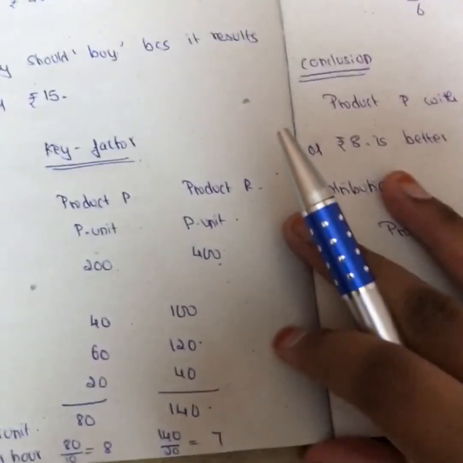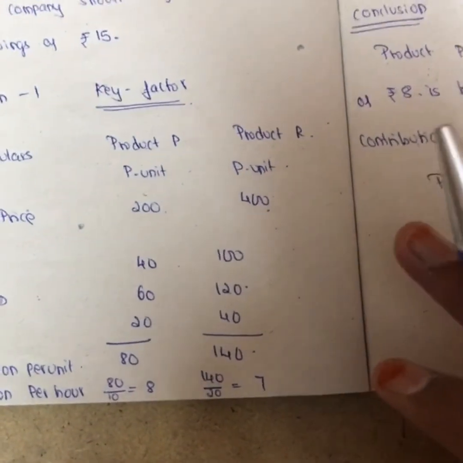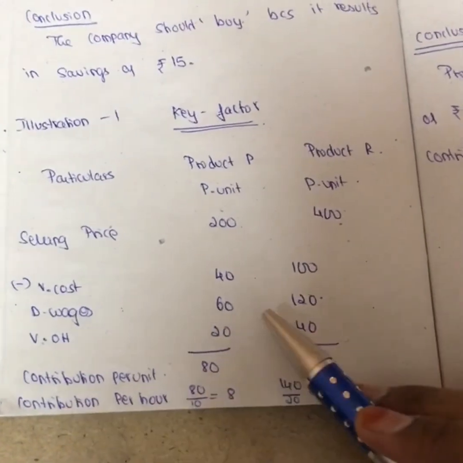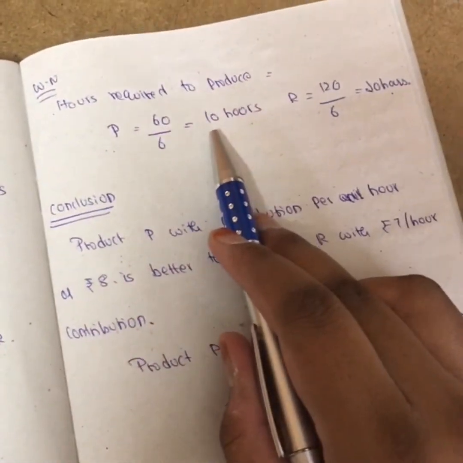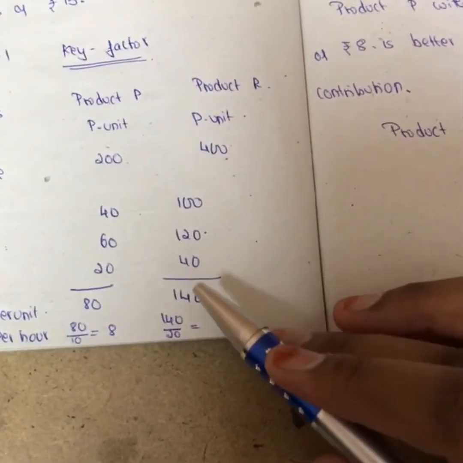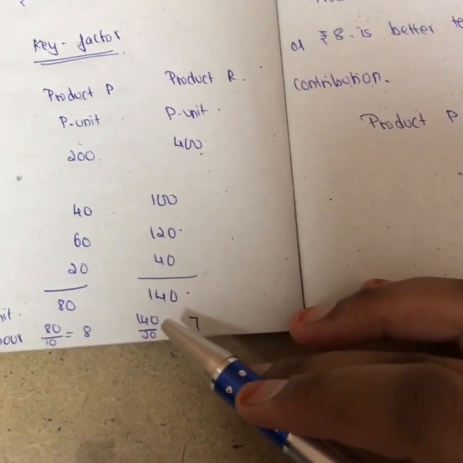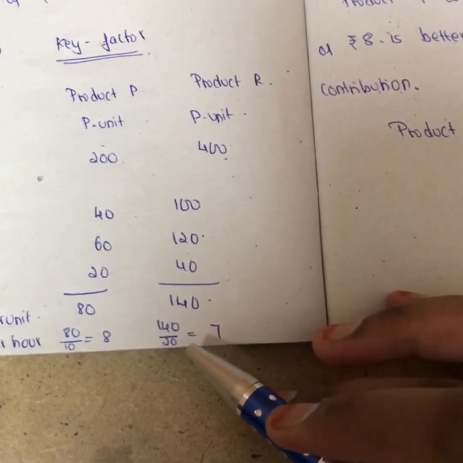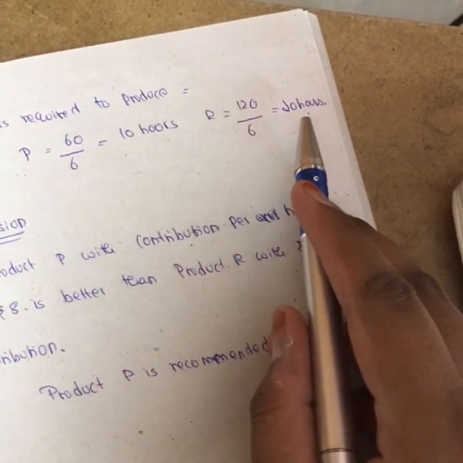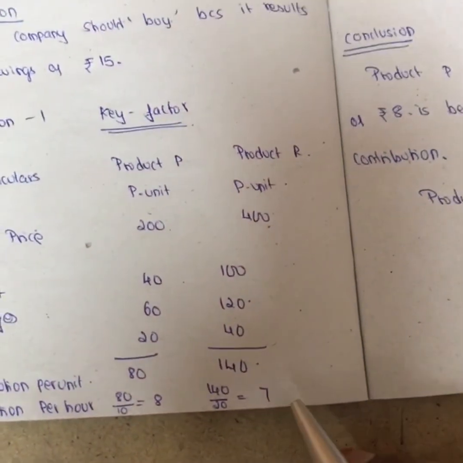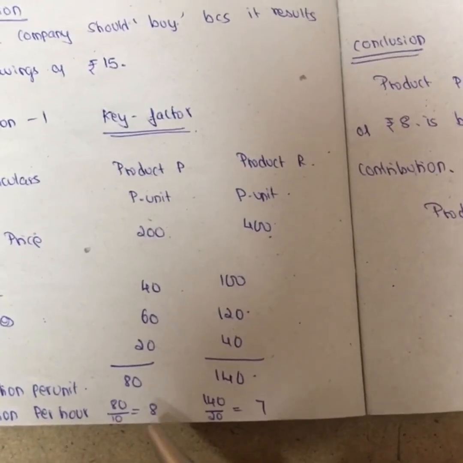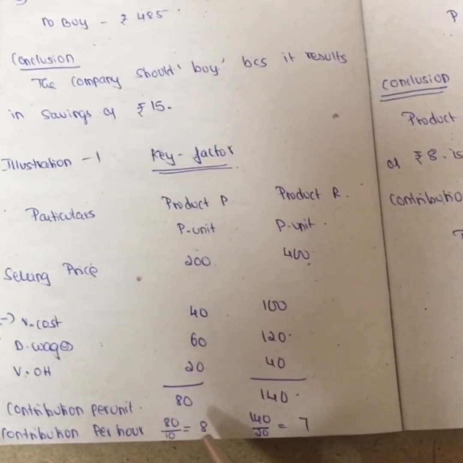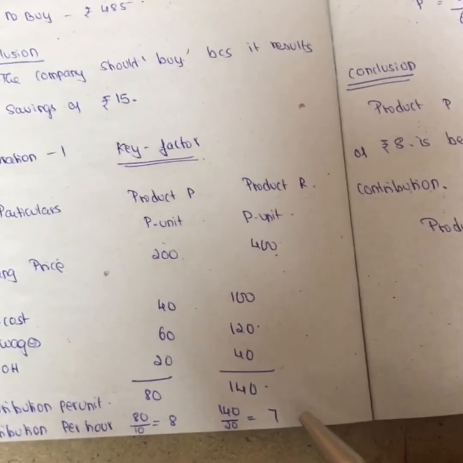Okay, now since the limiting factor is based on hours, right? So what is the contribution? It is 80 divided by 10. How did you get this 10? From here. Okay, and then for product R it is 140 divided by 20. How did you get this 20? It is 20 hours. So you get 8 and 7. So where the contribution is more, that one we have to select. Okay, the contribution per hour you are getting for product P is more when compared to product R.